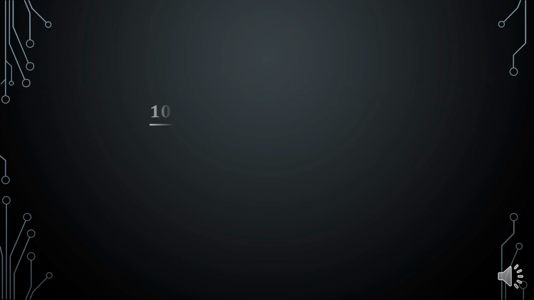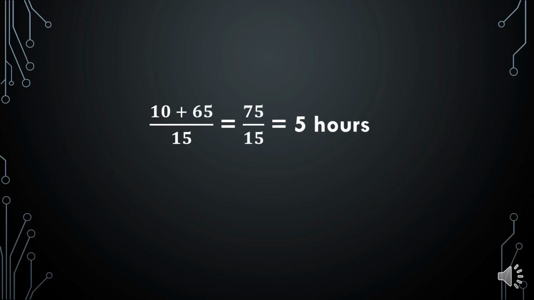10 degrees plus 65 all over 15 is equal to 75 divided by 15, which gives us 5 hours. 7 o'clock minus 5 hours equals 2 a.m. Therefore, the time is 2 a.m. at a place located west of the Greenwich meridian.